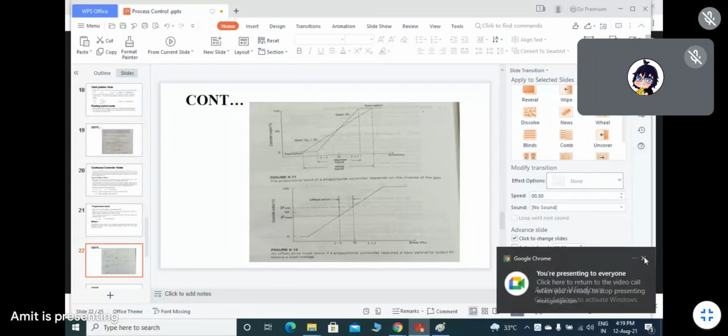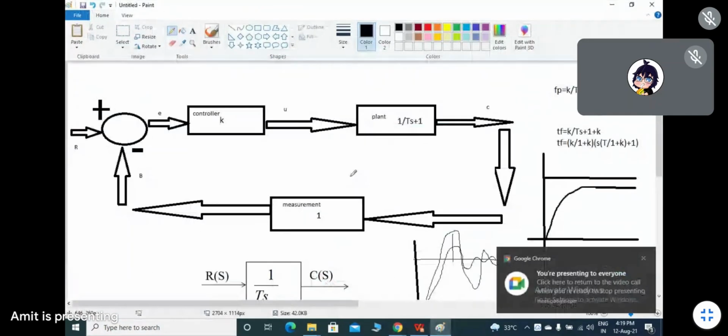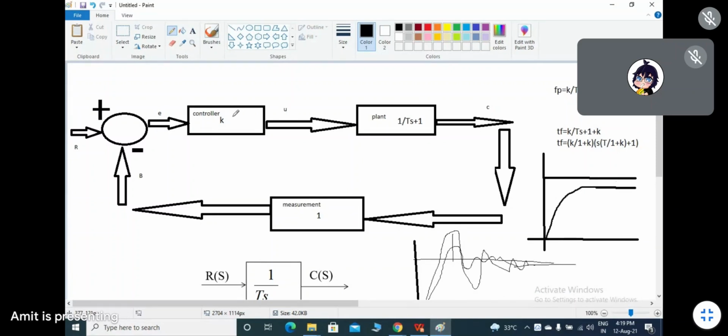Sir, which one can we call the gain block in that diagram? This one, the controller. This controller is nothing but your gain block only, K. Proportional controller is nothing but your variable gain block.